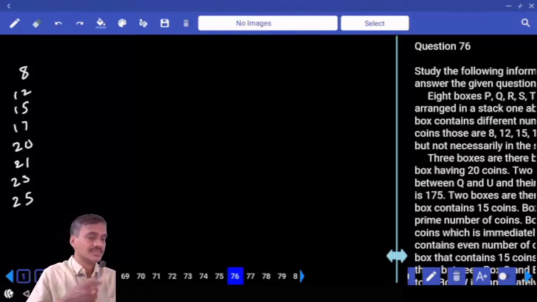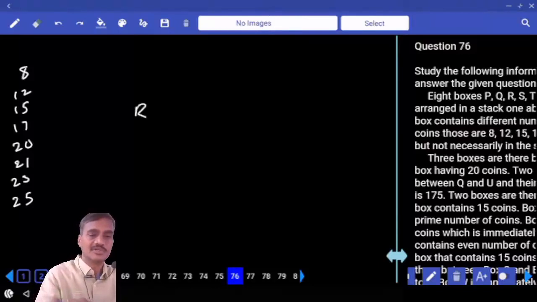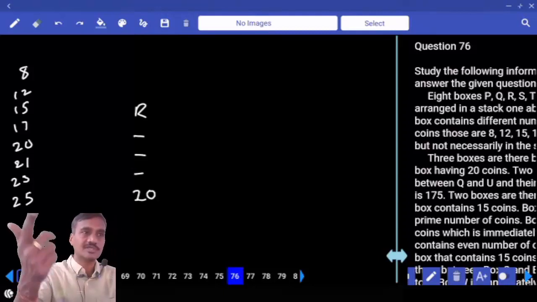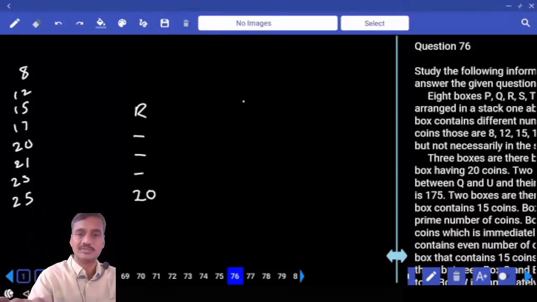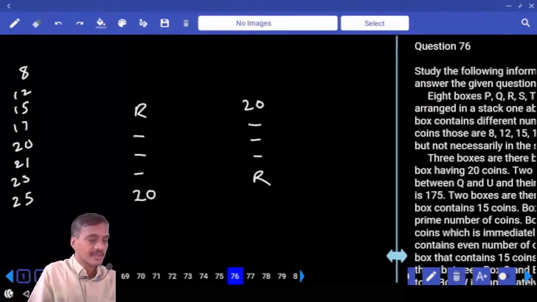Now, 3 boxes are between R and the box containing 20. Or vice versa, 20 can be above or R can be below, so we can fix 20 and R like this as well. And 2 boxes are there in between Q and U.